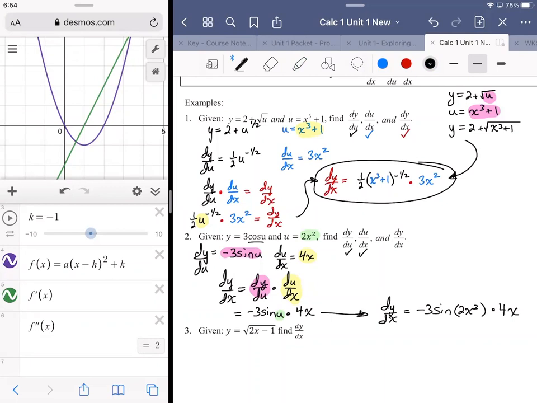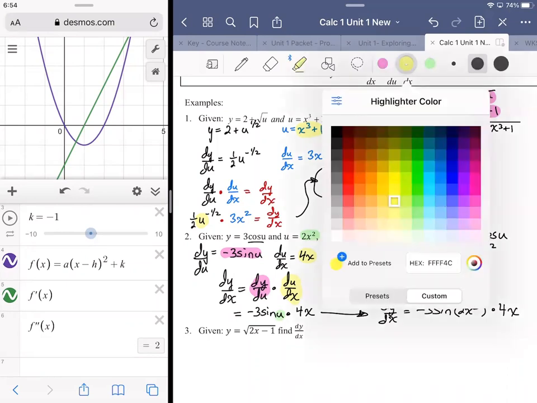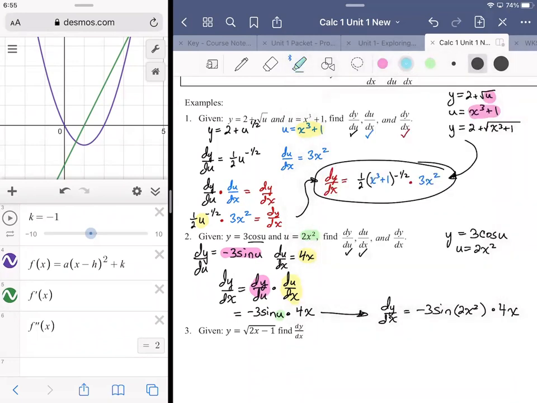All right. And so again, what is that giving us? Well, originally they told us that y was equal to 3 cosine u. And they told us that u was equal to 2x squared. If we compose these two functions, put one function inside the other, we'd get y equals 3 cosine of 2x squared. The derivative of that is what we just figured out.